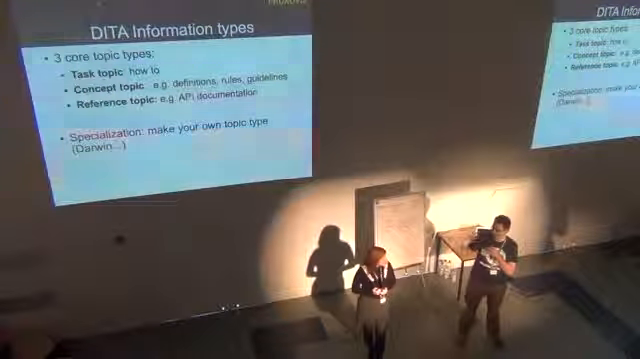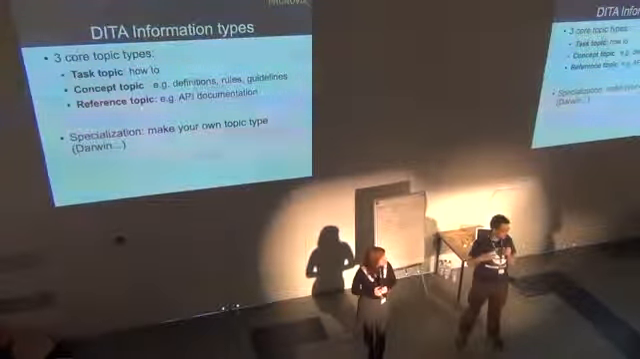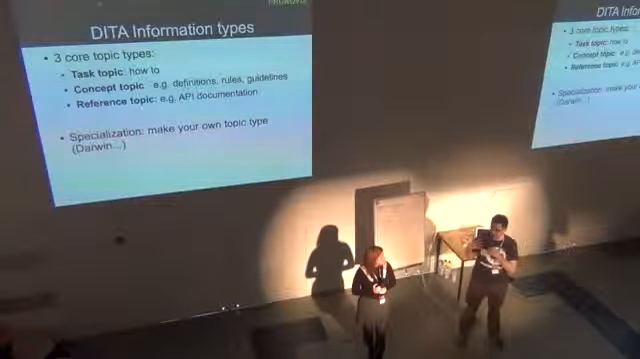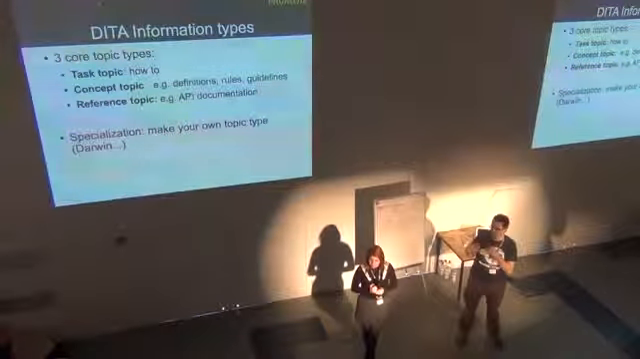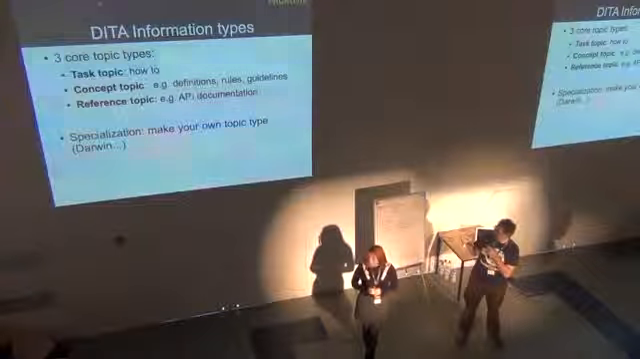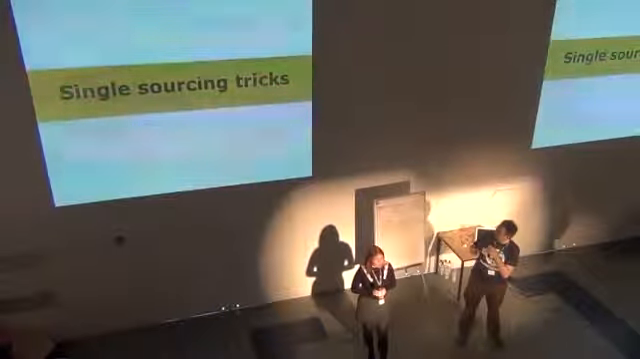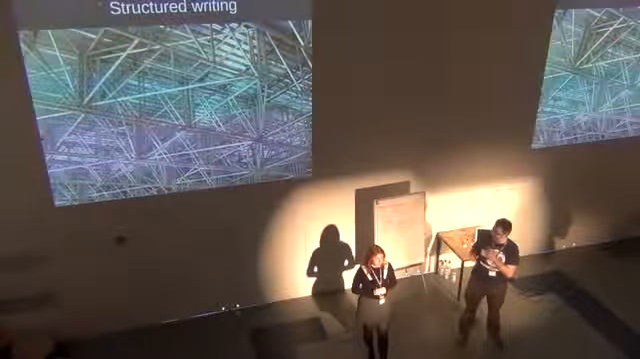And then you can evolve them. That's where the name Darwin Information Type Architecture comes from. You can evolve them into different other things. And you can make your own specializations.